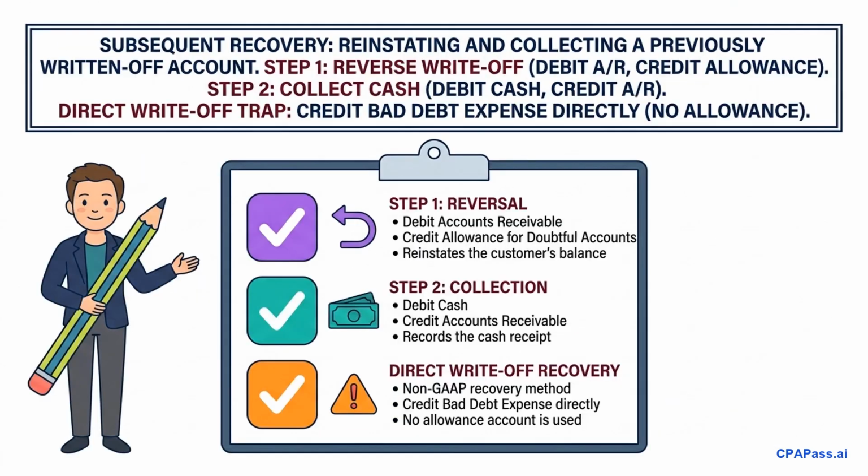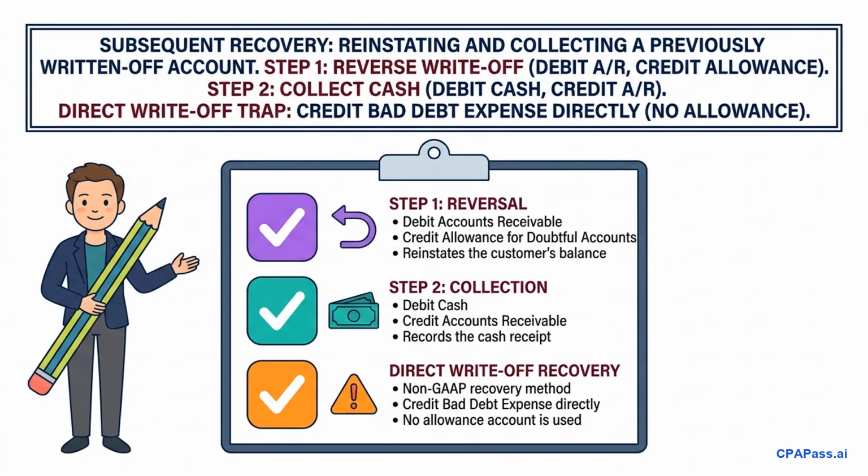Occasionally, a customer whose account was written off unexpectedly pays you. This is called a subsequent recovery. Under the GAAP allowance method, you must record this using a two-step process. First, you reverse the original write-off by debiting accounts receivable and crediting the allowance for doubtful accounts. Second, you record the cash collection by debiting cash and crediting accounts receivable.